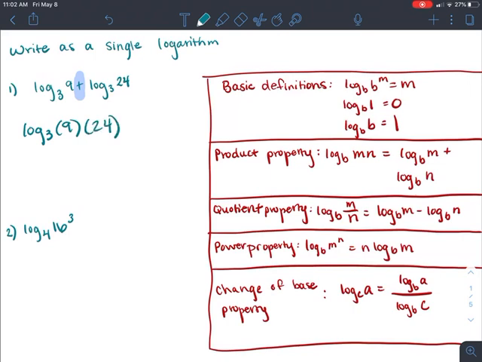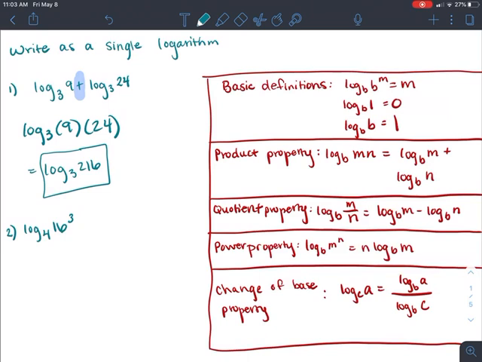Now I wrote it out for your benefit. If you don't want to write it out, that's okay. So when you multiply 9 times 24, this gives you log 3 of 216. And this is your answer, okay? Now, do you see how I use that property? That's what you need to do.